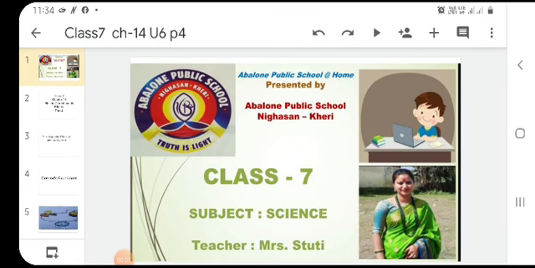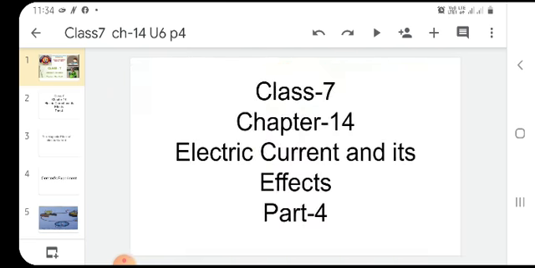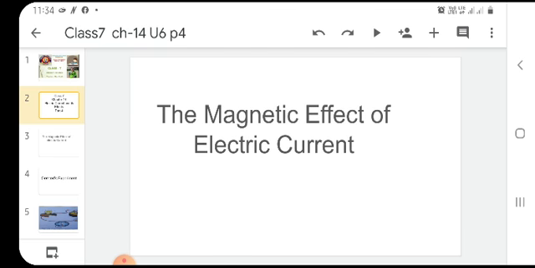How are you all? Dear students, today we are going to start part 4 of our chapter 14, that is electric current and its effect. So, first we will learn about the magnetic effect of electric current.